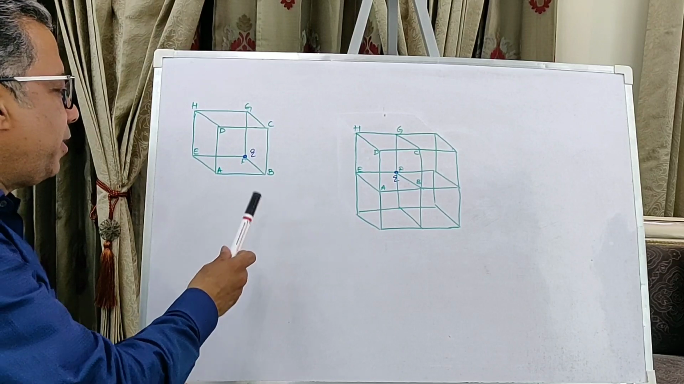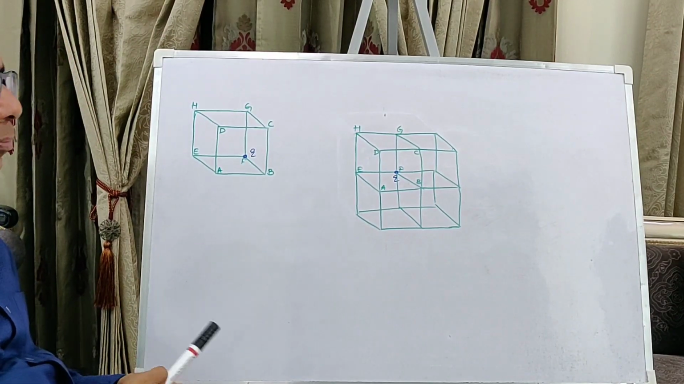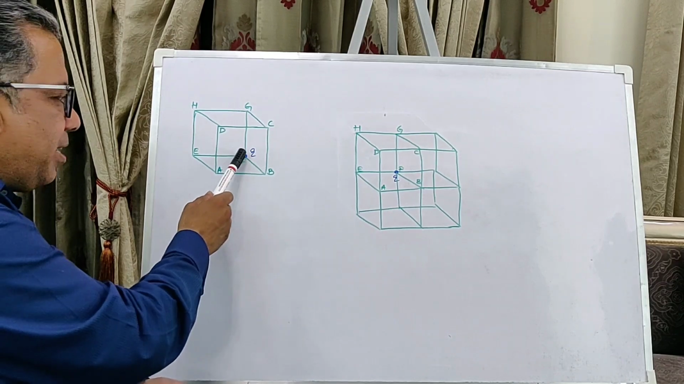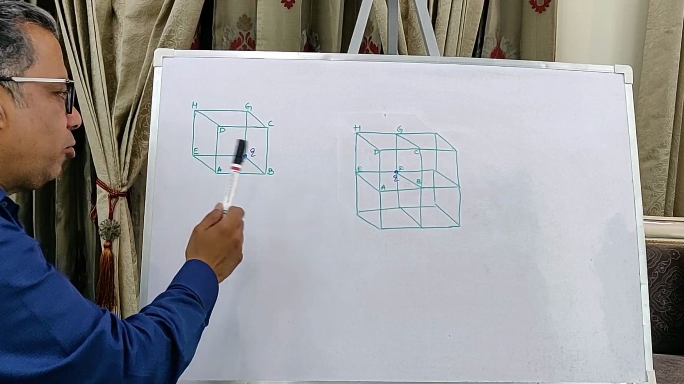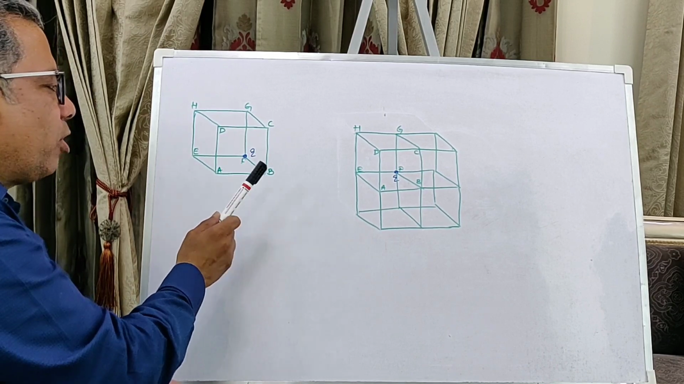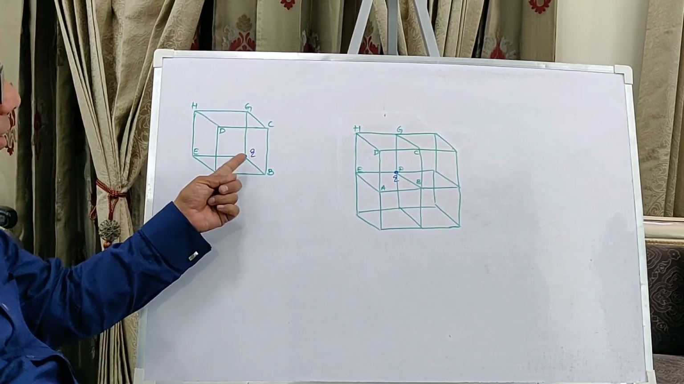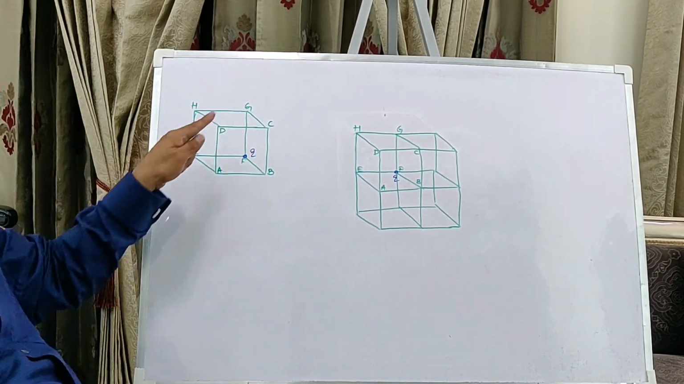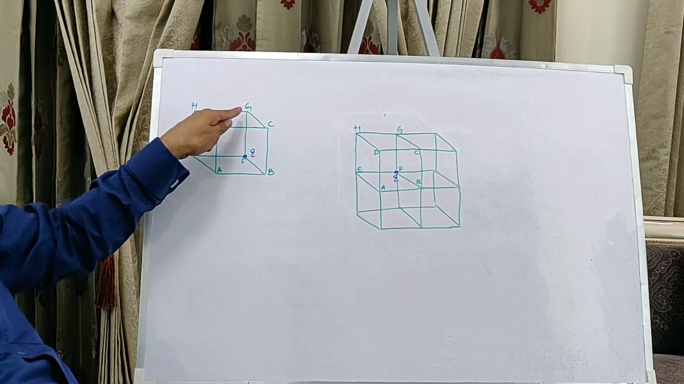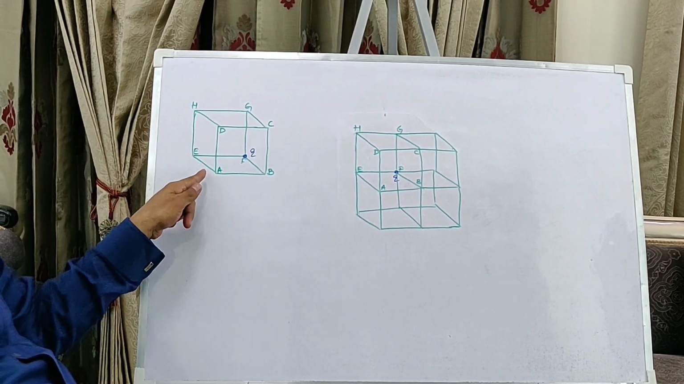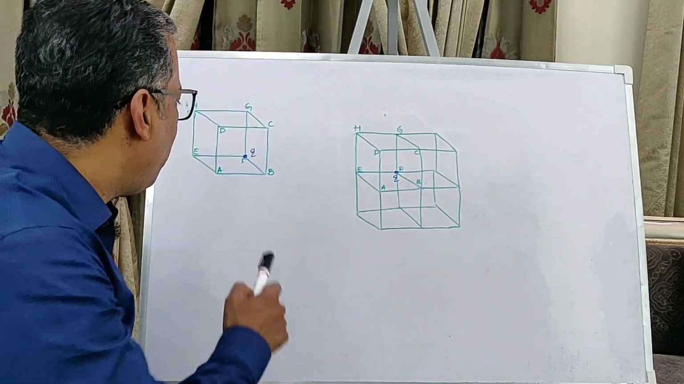The first category of surfaces are the ones that are in contact with the charge Q, and that means we're talking about surfaces FBCG, FEHG, and ABFE. All three are in contact with charge Q.